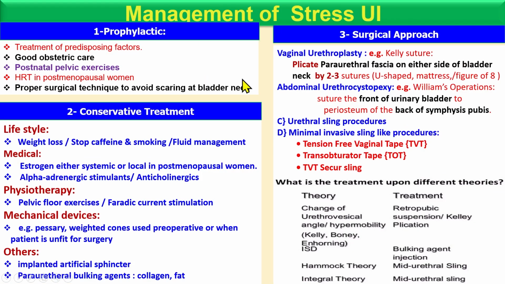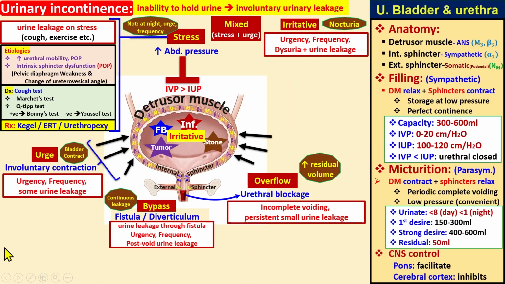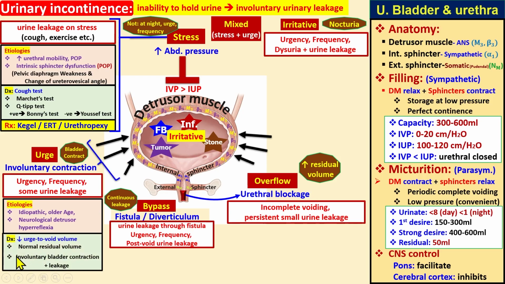So we have discussed the management of stress urinary incontinence. This was somewhat tricky, the other is simple. Come to the etiologies of urge incontinence. It is due to idiopathic causes or older age, where there is neurological detrusor hyperreflexia, meaning it is continuously contracting, and there is decreased urge to void volume.